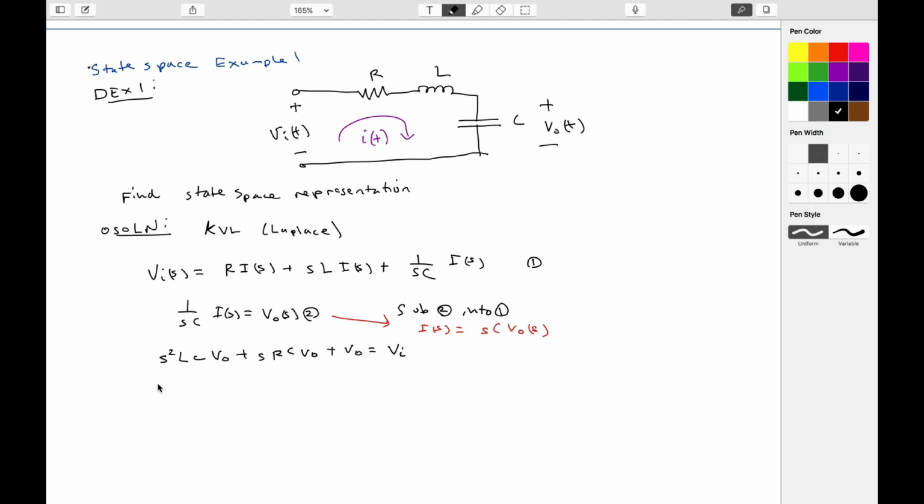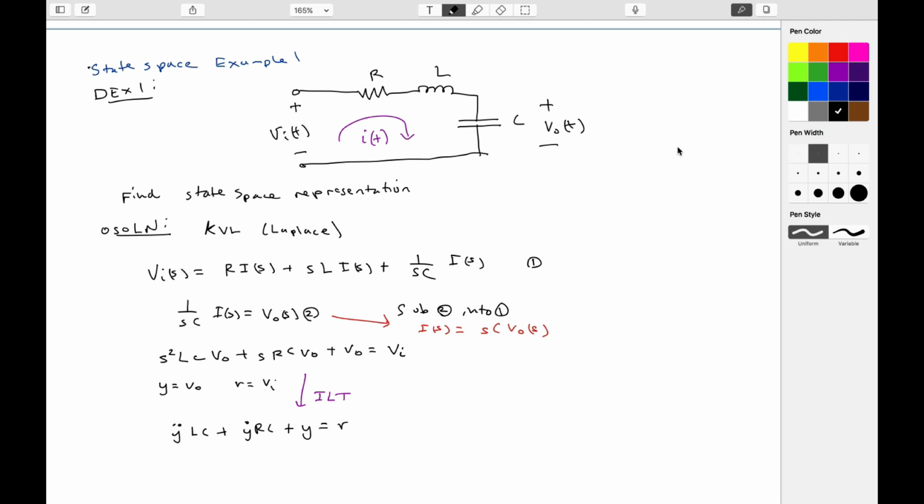Okay, and then what we can do is take the inverse Laplace transform. And what we'll do is we'll say y is equal to v out and r is equal to v in. Okay, so let's take the inverse Laplace transform. And what we'll get is y double dot LC plus y dot RC plus y is equal to r.